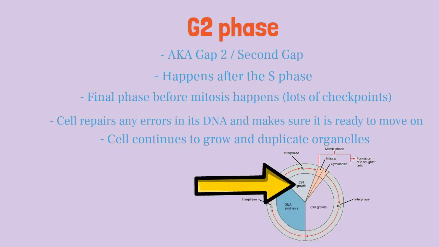Notice how the G1, S, and G2 phases, which are interphase, make up 90% of the cell cycle. Most of a cell's life is actually growing and duplicating its organelles to prepare for mitosis, which is actually only 10% of the cell cycle.